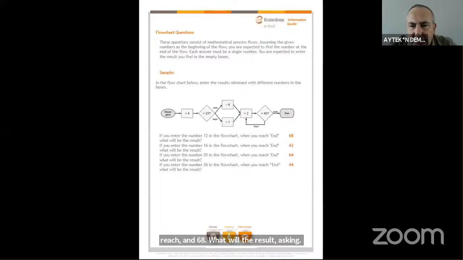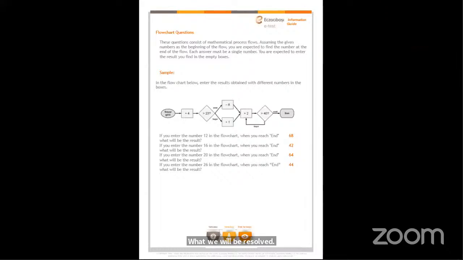And there are some questions. If you enter the number 16, if you enter the number 20, if you enter the number 26, what will the result be? They asked us. Open the explanation, please.